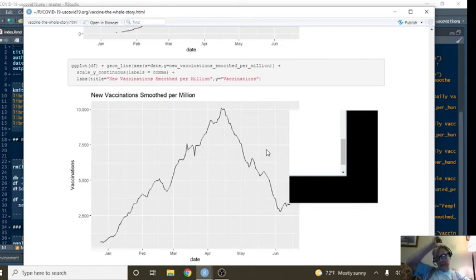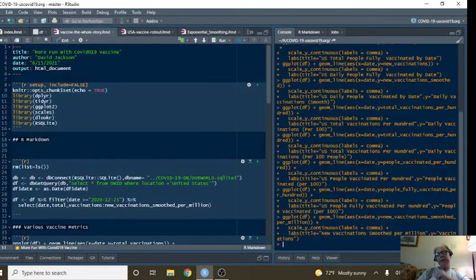Alrighty. So this does conclude the new, improved, complete COVID-19 analysis for the vaccine data. The data, I will mention, comes from Our World in Data.